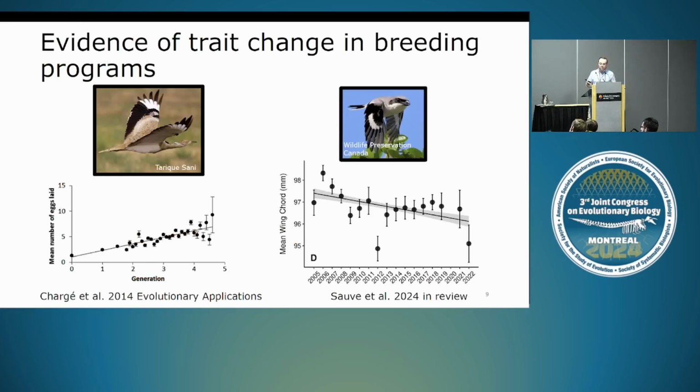We know from different studies in different species, and these are just a few examples I've pulled, that we have evidence of trait change. In houbara bustards, we see over generations in captivity a change in the mean number of eggs laid. In recent work that I've been doing on eastern loggerhead shrike, we see some morphological changes over time in these captive breeding programs.